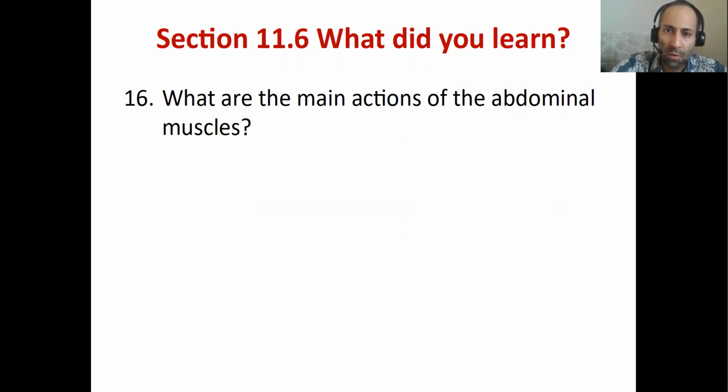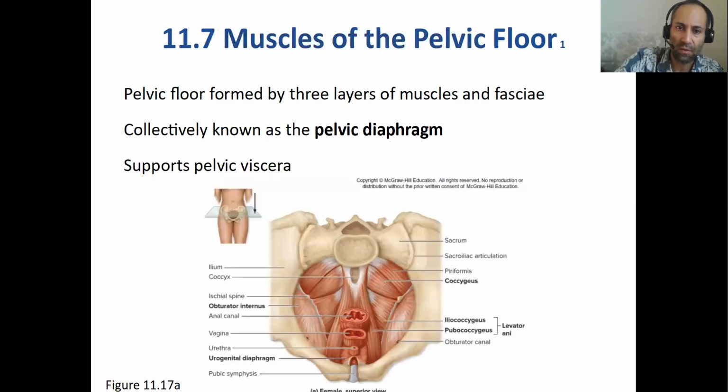All right. So what are the main actions of the abdominal muscles? Your six-pack muscles: lateral flexion, and then moving your torso side to side. We talked about that too. So here you're looking at the muscles of the pelvic floor, what is called the pelvic diaphragm.